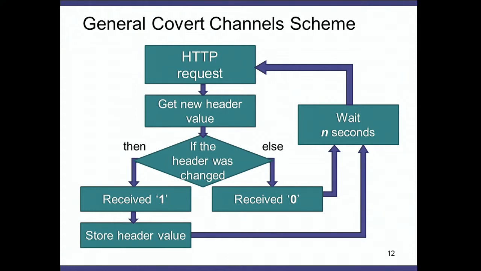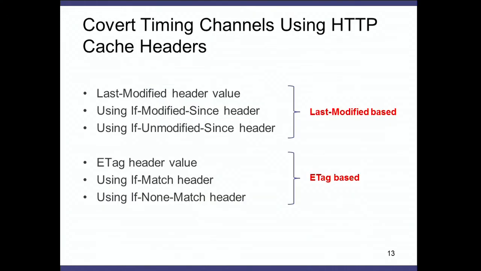What's proposed? Let's cover the channel scheme. Attacker 2 sends an HTTP request to the page that is used. Using the cache headers, they understand whether it was changed recently or not, and then make up their mind what bit was received.